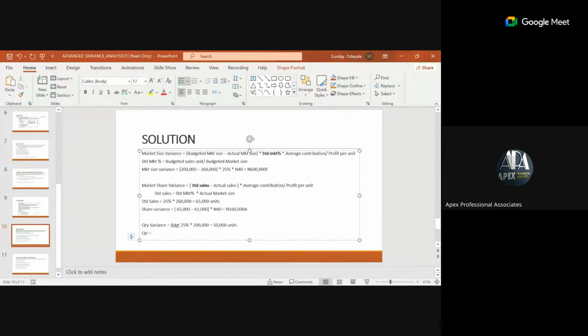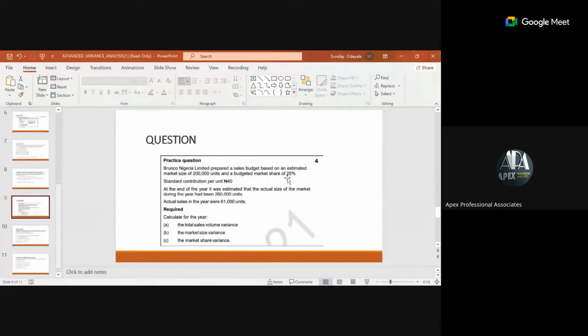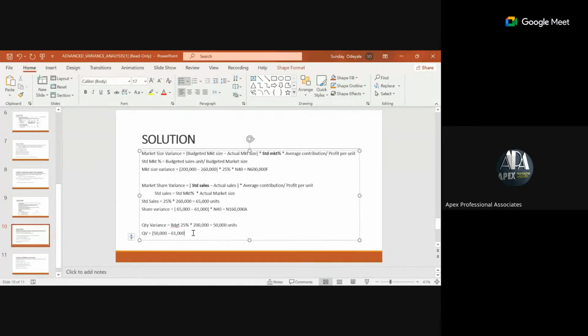So our quantity variance, let me just call it quantity variance, should be your budgeted units, which is 50,000, minus the actual, which is 61,000. This is where I'm getting the budget, 25% of 200, and the actual is what we have here, 61,000. If you close these brackets and multiply it by 40, which is the standard or average contribution, you should get 440,000. Is that correct? And it should be favorable. Yes, it is correct.